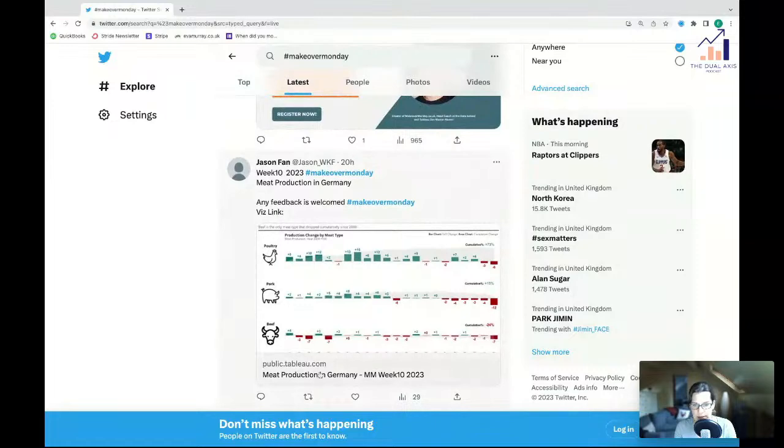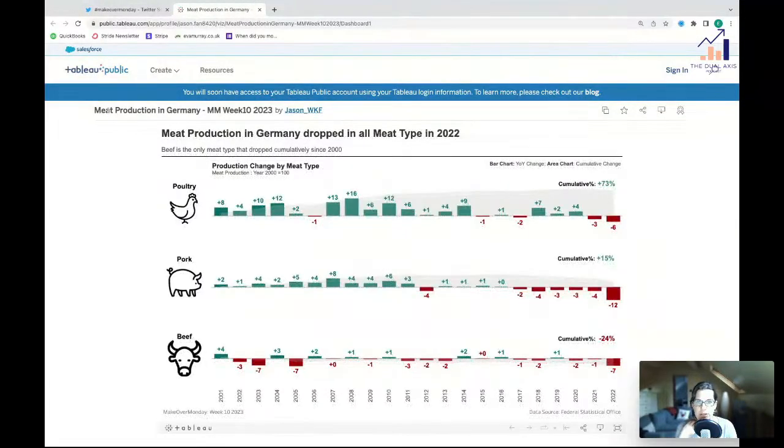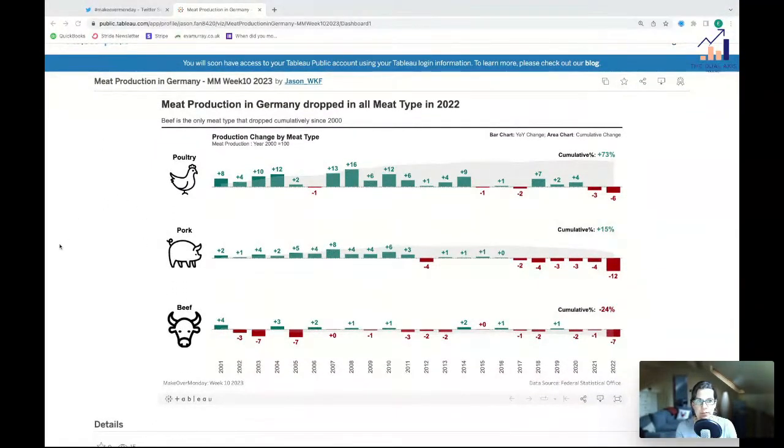Here we go, Jason. Meat production in Germany dropped in all meat type. Okay, yeah. Well, it would be dropped for all meat types. And they're not all meat types, as we said earlier. So there are other categories as well, at least game meat. I don't know where lamb would fit, because it's not beef, it's not pork, and it's not poultry. So it's not all. Beef is the only meat type that dropped cumulatively since 2000.